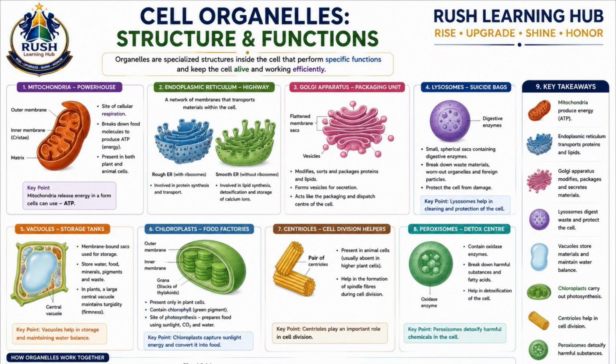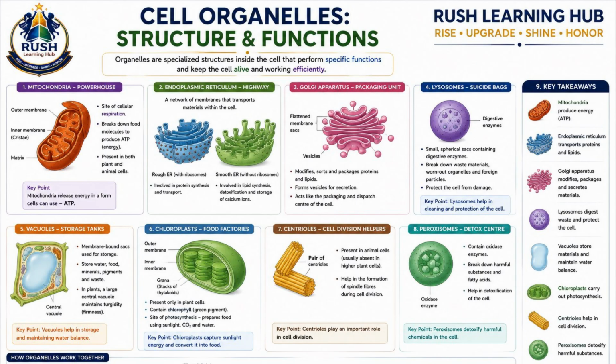Now let us move to the Golgi apparatus. The Golgi apparatus was discovered by the Italian scientist Camillo Golgi. It consists of a series of flattened membrane-bound sacs. The Golgi apparatus acts as the packaging and distribution center of the cell. Proteins and lipids produced by the endoplasmic reticulum are transported to the Golgi apparatus. The Golgi apparatus modifies, sorts, packages, and dispatches these materials to different parts of the cell or outside the cell.